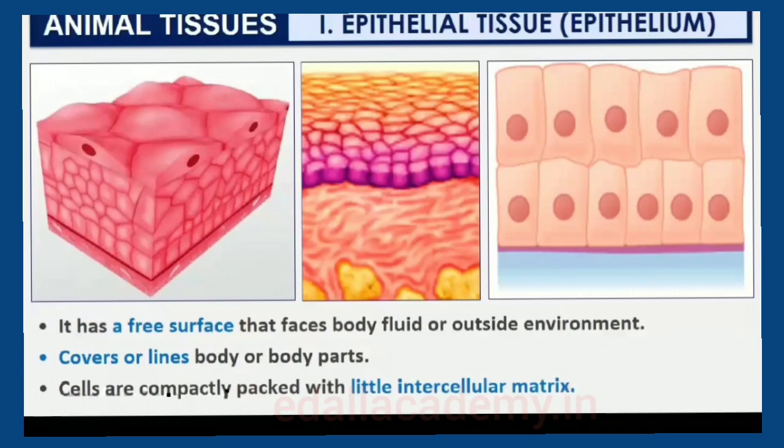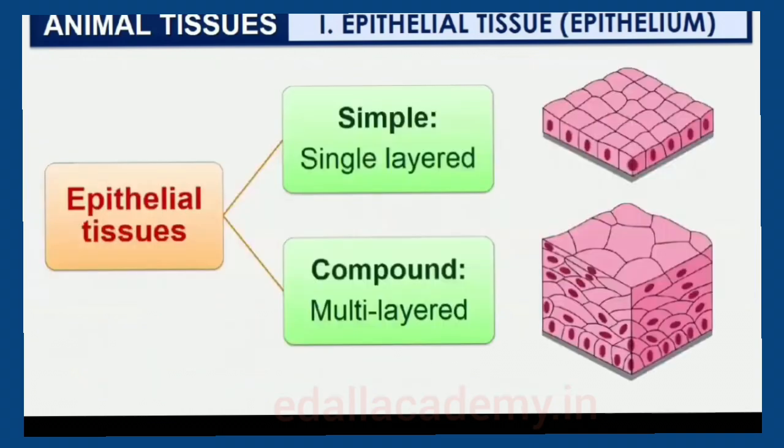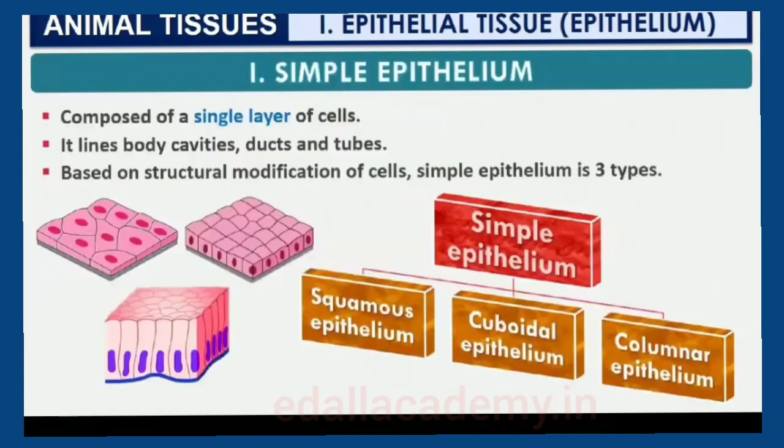7.1.1 Epithelial tissue. We commonly refer to an epithelial tissue as epithelium, plural epithelia. This tissue has a free surface, which faces either a body fluid or the outside environment and thus provides a covering or a lining for some part of the body. The cells are compactly packed with little intercellular matrix. There are 2 types of epithelial tissues, namely simple epithelium and compound epithelium.